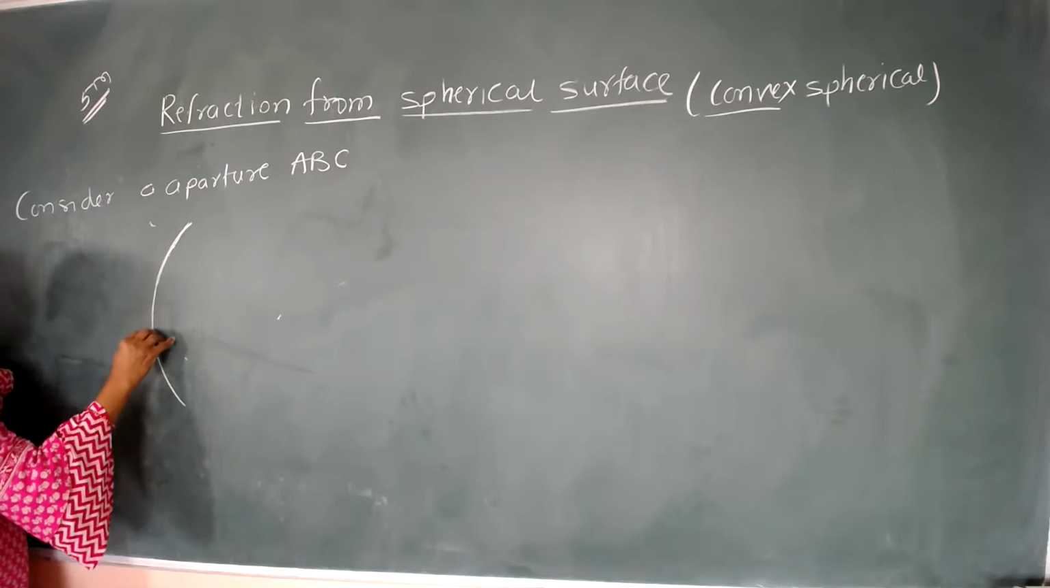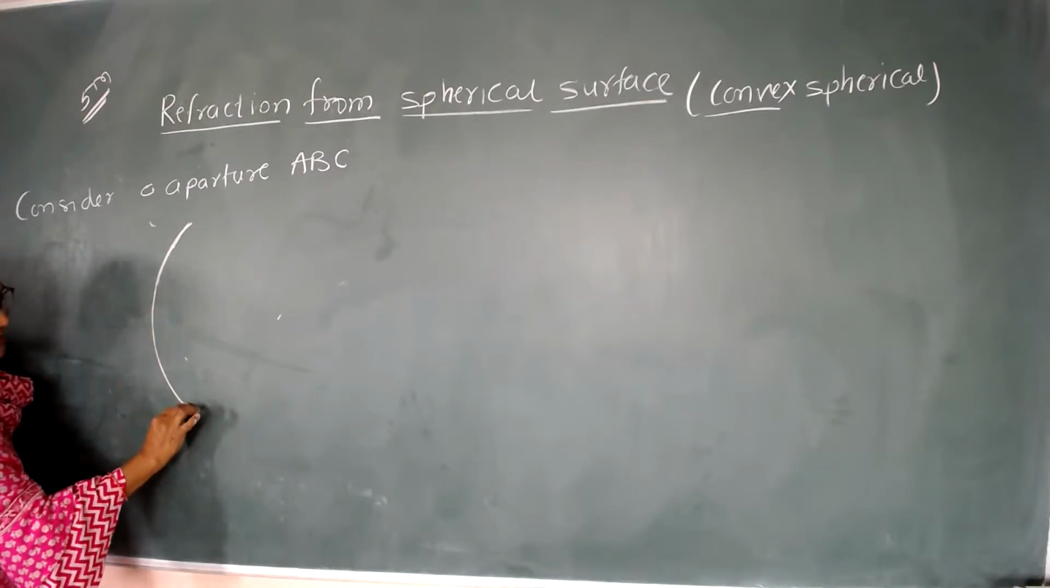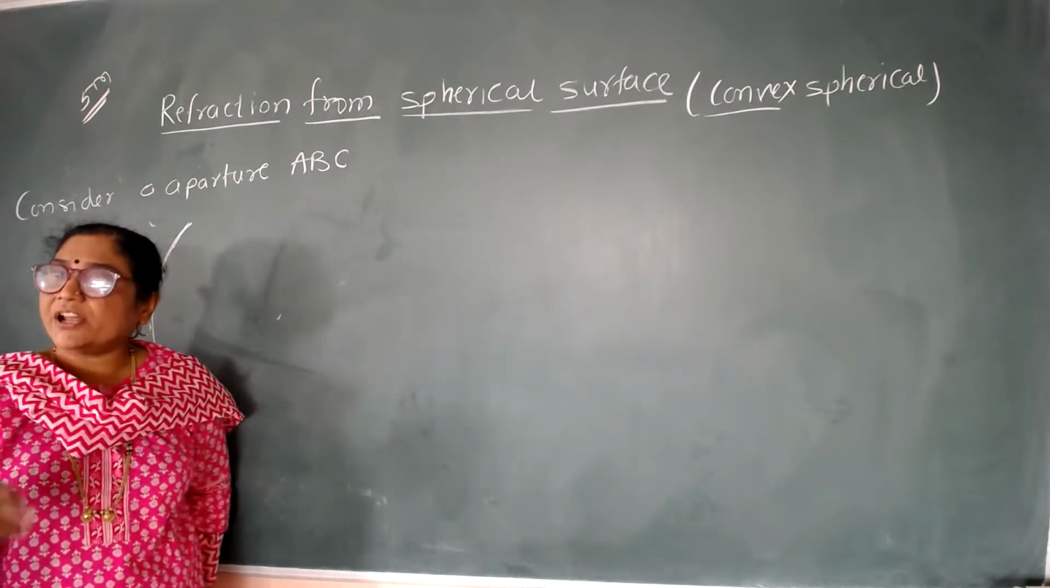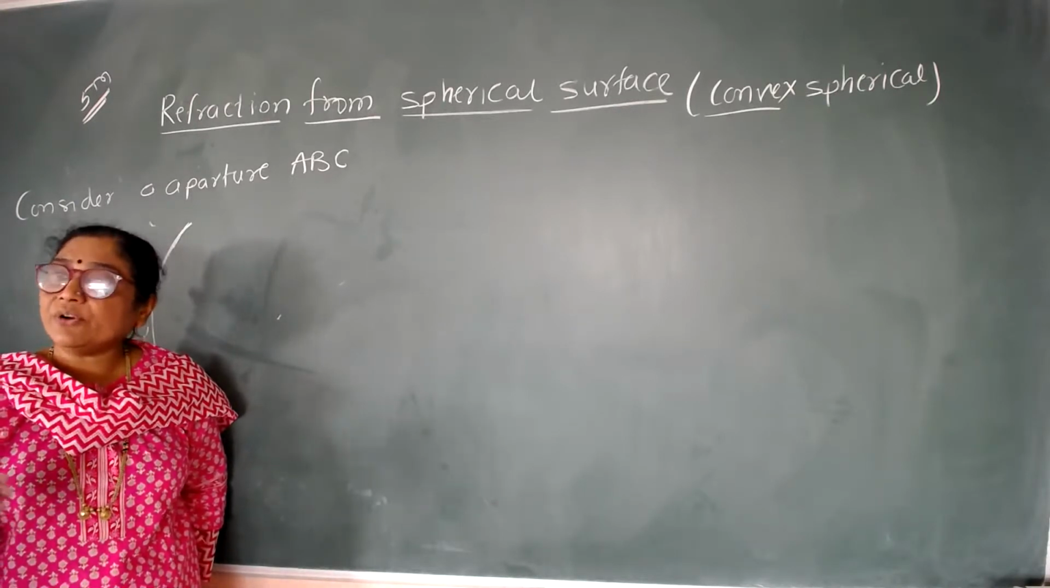There is a difference between the mirror and the spherical surface. How many types of mirrors are there? One plane mirror, another convex mirror, and another concave mirror.